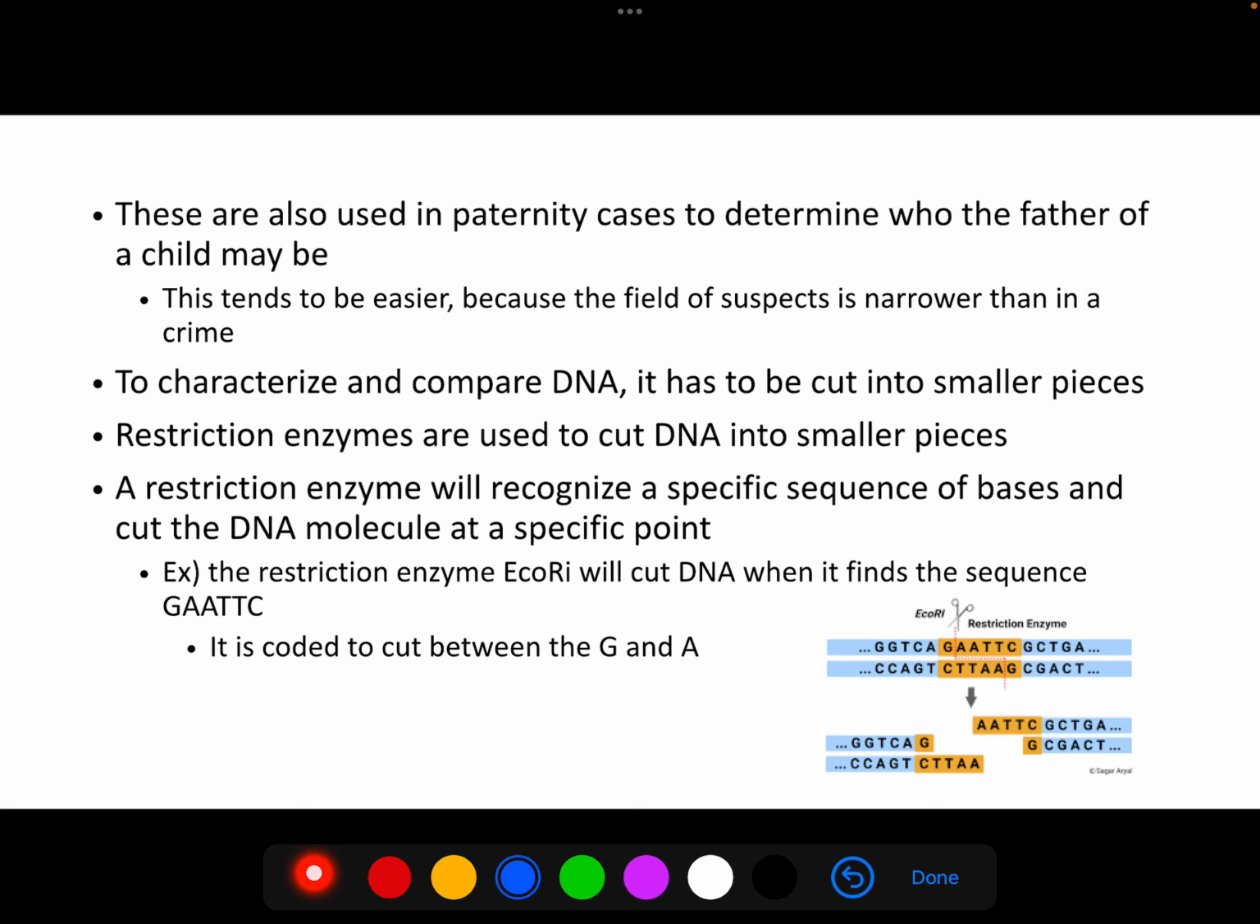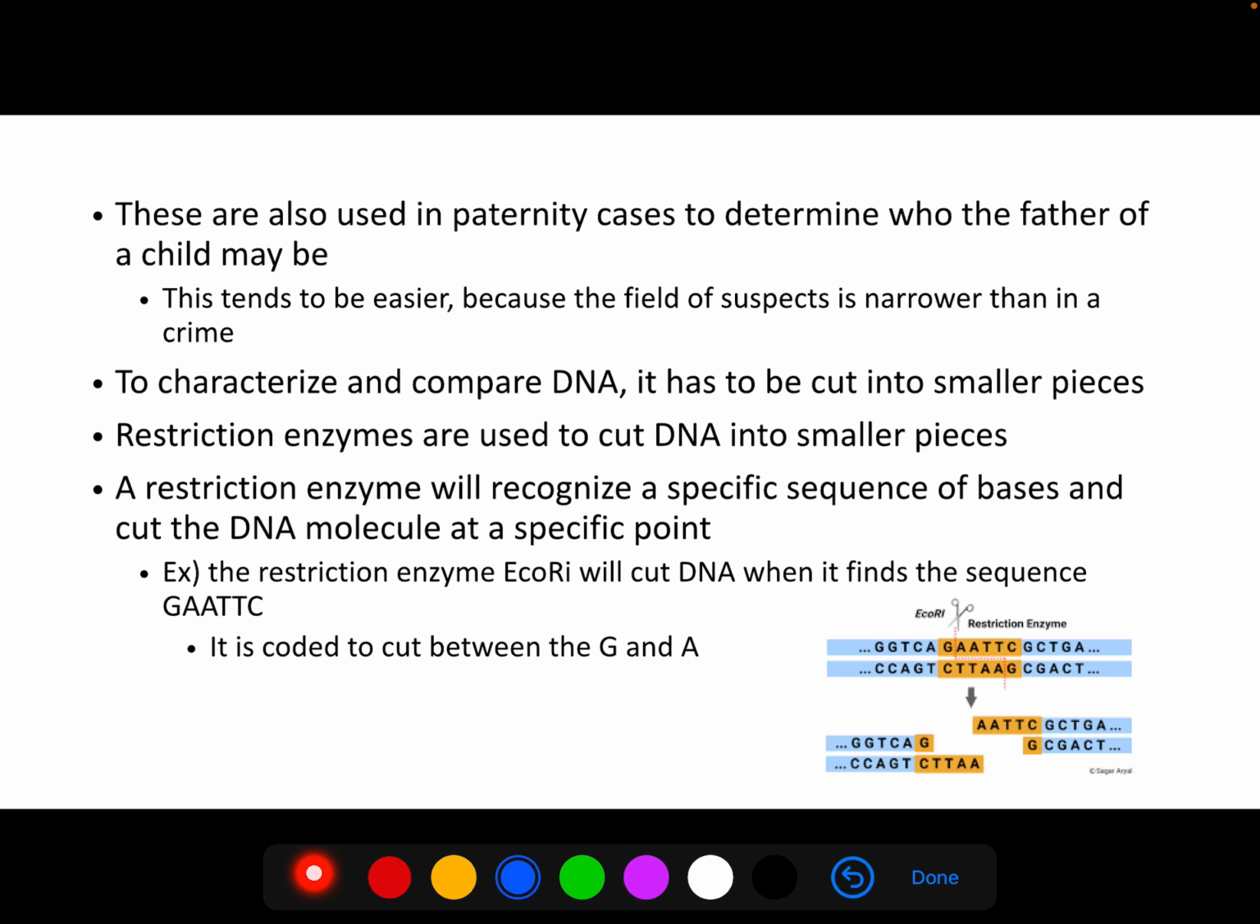And like I said, these are used in paternity tests to determine who the child's father might be, because half of the child's markers are going to be from the mother, and then the markers that do not match up with the mother have to have come from the father. So we can see if the father has those particular markers. This does tend to be easier because hopefully the field of suspects is a little bit narrower than in a crime. It might be between, like, 1 to 3 people that you're testing, versus at a crime scene, we might have 20 possible suspects initially.